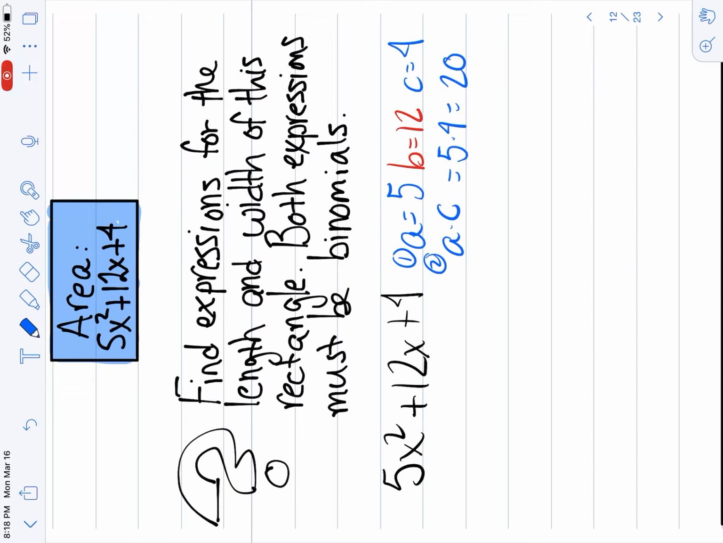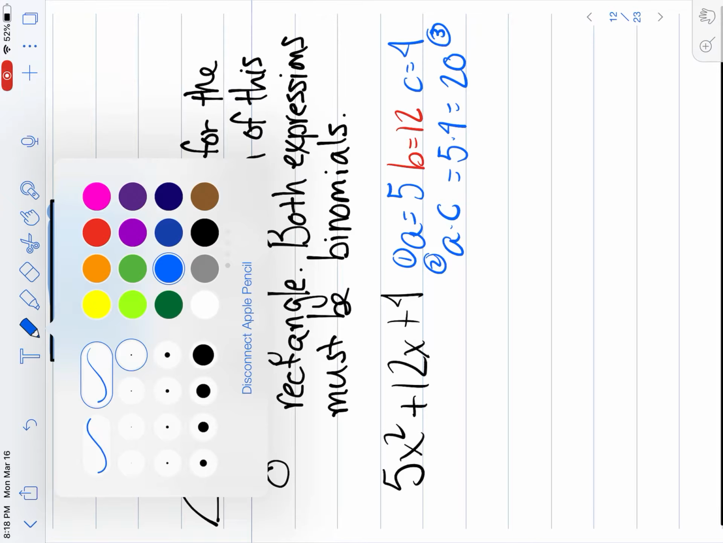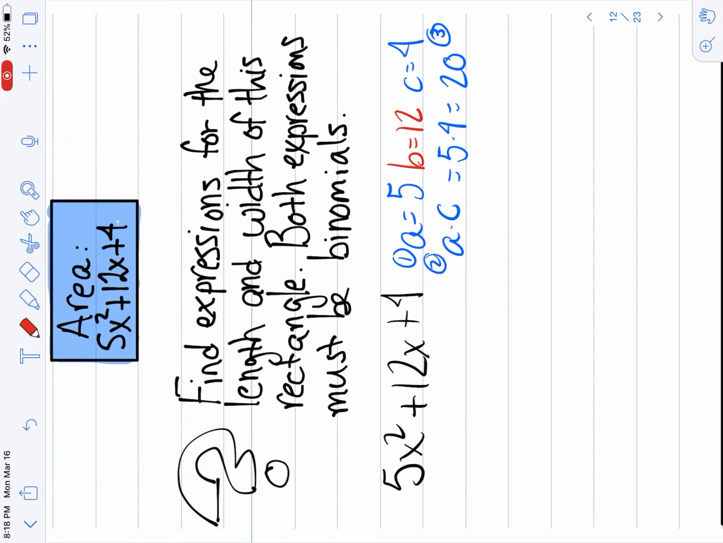That was step number 2. There's step number 1. Over here, step number 3. We're going to figure out the factor pair of 20 that adds to 12. And if you do all the work, you'll figure out that the factor pair we need is 10 and 2. Okay? So that's the factor pair we use to split up 12x. So we're going to split it up using 10 and 2.